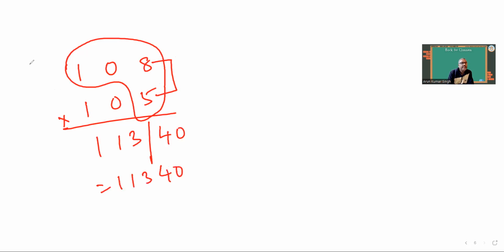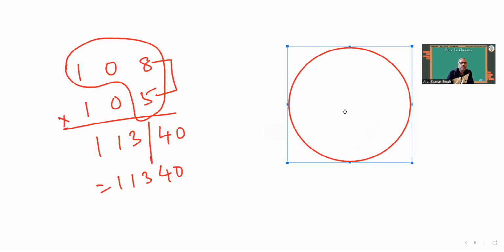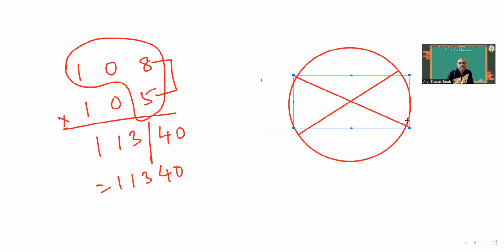Now let's see whether this answer is correct or not. Here 108 digit sum is 9, and 105 digit sum is 6. So 9 times 6 is 54. So 54 is there, 5 plus 4 is 9.